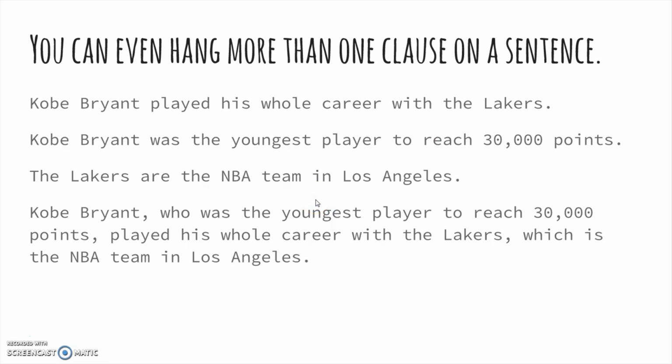Okay, I know that's really kind of tricky sounding, but if you think of them as just separate things, I could have just said, Kobe Bryant, who was the youngest player to reach 3,000 points, played his whole career with the Lakers. Or I could have said, Kobe Bryant played his whole career with the Lakers, which is the NBA team in Los Angeles. So you can treat those as separate processes of a subordinate clause. Okay, so if you look that over again and really listen to how I'm putting that together, that should make sense to you.